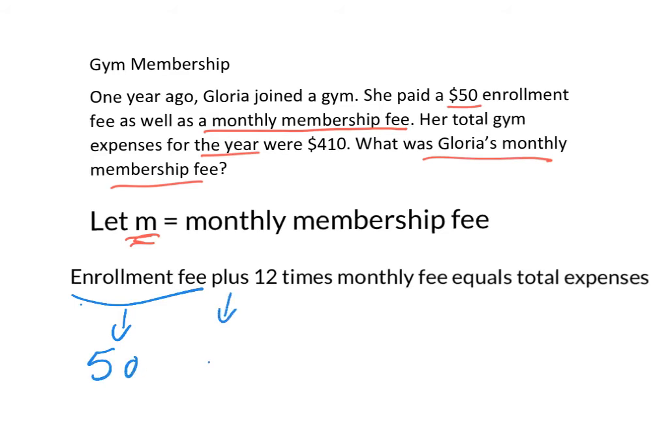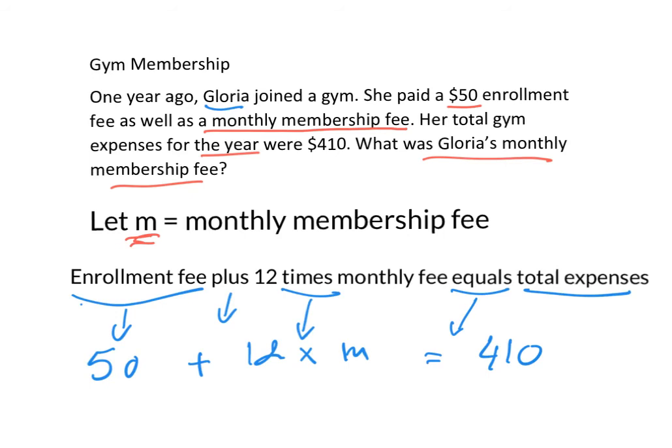Plus 12 times the monthly fee, right? 12 times, right here. And the monthly fee, we don't know what it is. That's M. Let's call it M, equals the total expenses. How much did Gloria pay for her membership? Sorry, that's Gloria. It's going to be $410. So the total expense is going to be $410.